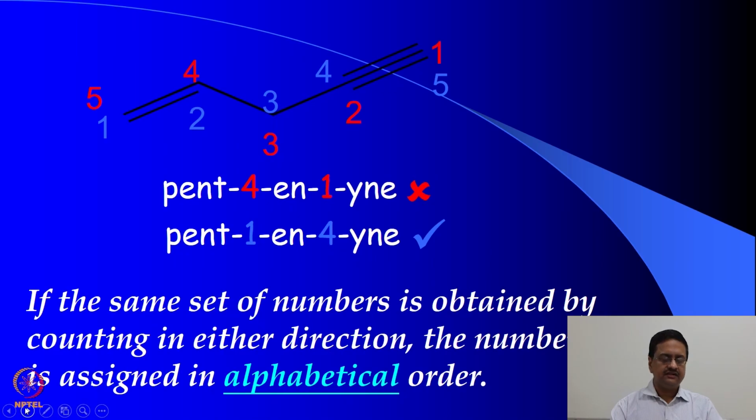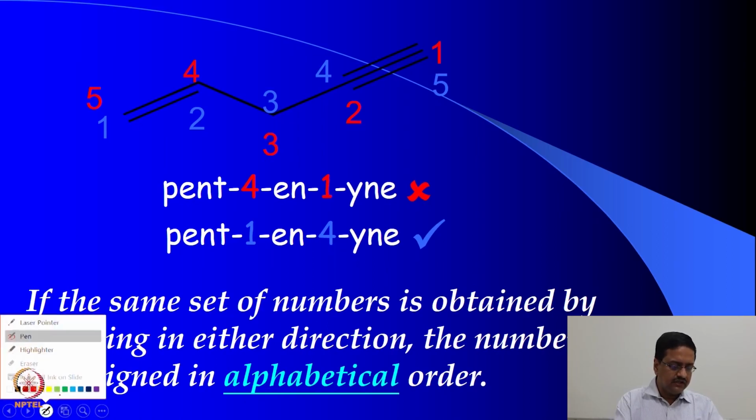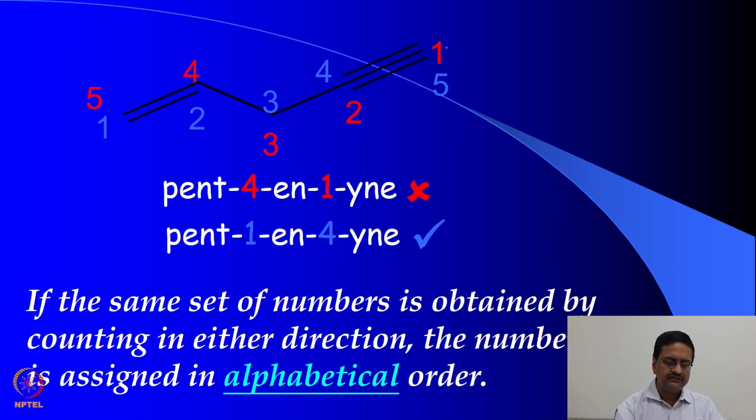Now, we have a different situation here. What we have is a molecule where at the two termini we have a double bond and a triple bond. So, there are two different ways of numbering it. We can make it 1, 2, 3, 4 and 5 from the right hand side, or 1, 2, 3, 4 and 5 from the left hand side. So, when we write it in the way that 1 identifies the triple bond and 4 identifies the double bond, the name should have been pent-4-en-1-yne.